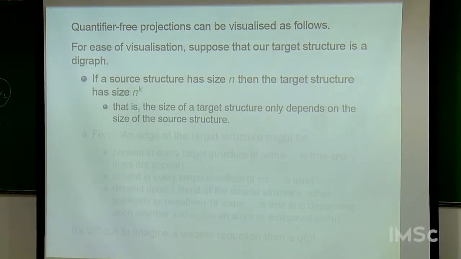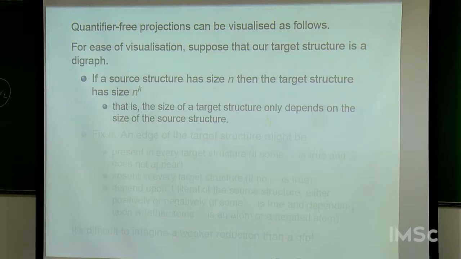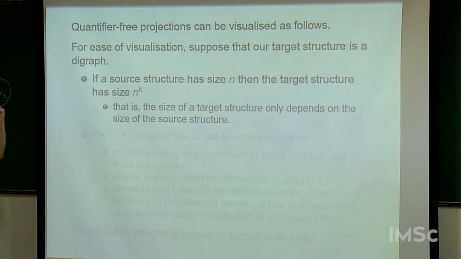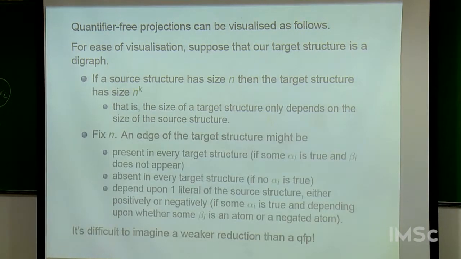Suppose that your source structure has size n. If you show your target structure, it's size n to the k, if the arity of the translation is k. So great, we've got some sort of consistency. We know exactly what the size of our target structure is going to be. It depends only on the size of the source structure.